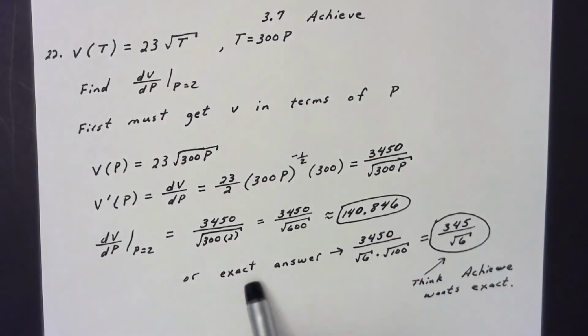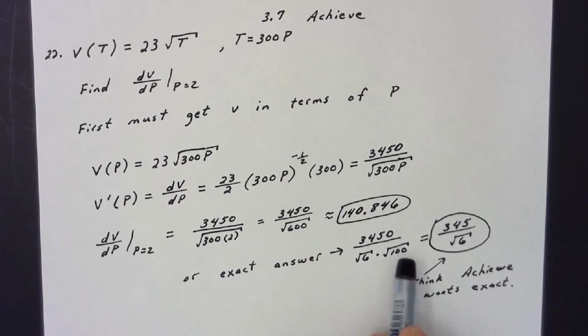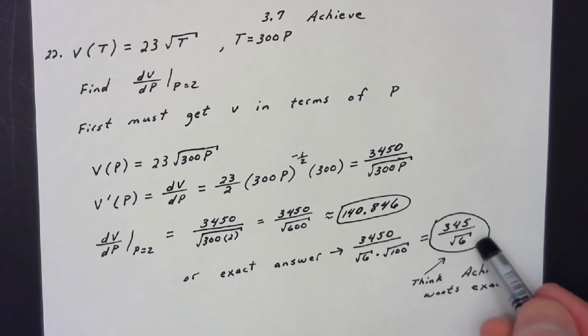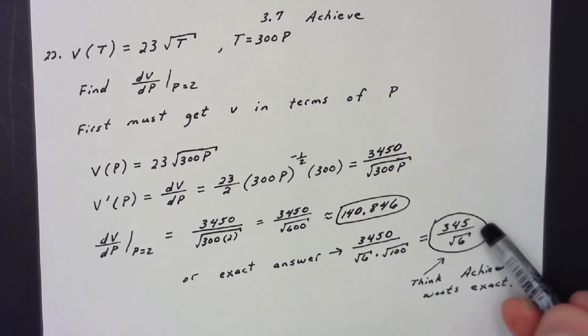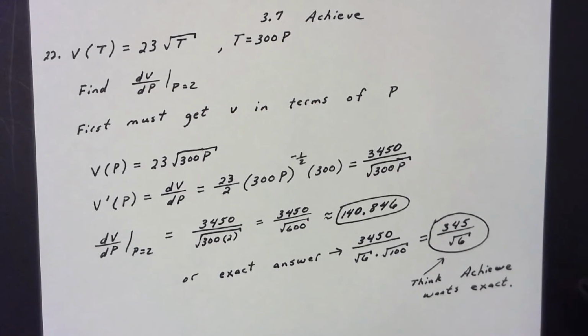If Achieve wants an exact answer, that's no problem in this case. You know that the square root of 600 could be broken down into the square root of 6 times the square root of 100, and we know that the square root of 100 is 10, so if I just divide the numerator by a factor of 10, I get 345 over the root of 6, and I think that would be the final answer that Achieve would want for that problem. No need to rationalize, remember. The unrationalized answer is actually better than a rationalized answer in a case like this, and the units are already provided on Achieve, so you don't have to worry about that.